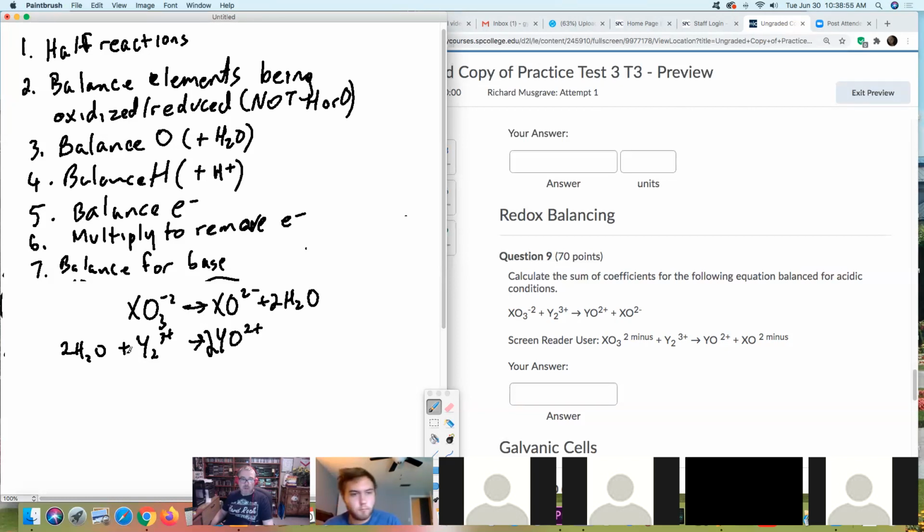All right, now we're going to look at the hydrogens. On the top one, I've got 4 hydrogens, which means I have to add 4 H pluses on this side. And on the bottom one, I've got 4 hydrogens there as well, so I add 4 H pluses on that one as well. Any questions so far?